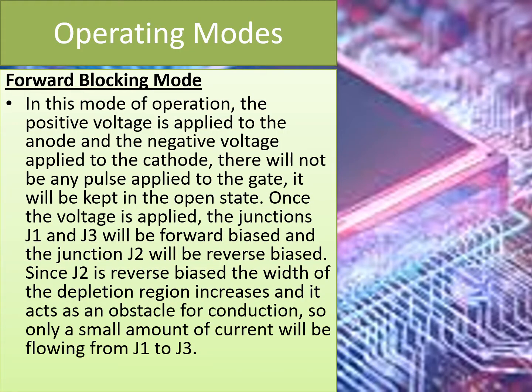Explaining about forward blocking mode. In this mode of operation, the positive voltage is applied to the anode and the negative voltage applied to the cathode. There will not be any pulse applied to the gate. It will be kept in the open state. Once the voltage is applied, the junctions J1 and J3 will be forward biased and the junction J2 will be reverse biased. Since J2 is reverse biased, the width of the depletion region increases and it acts as an obstacle for conduction. So only a small amount of current will be flowing from J1 to J3.